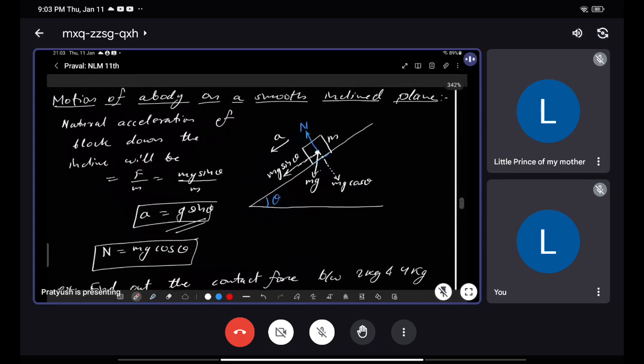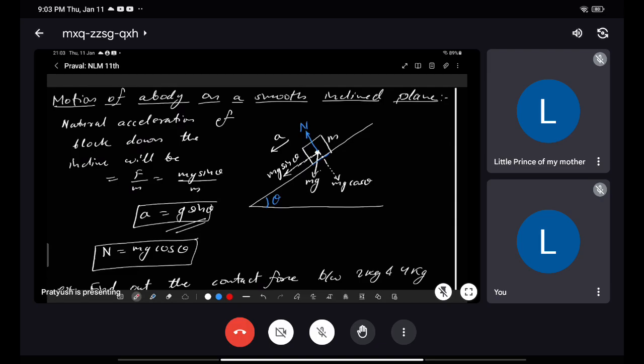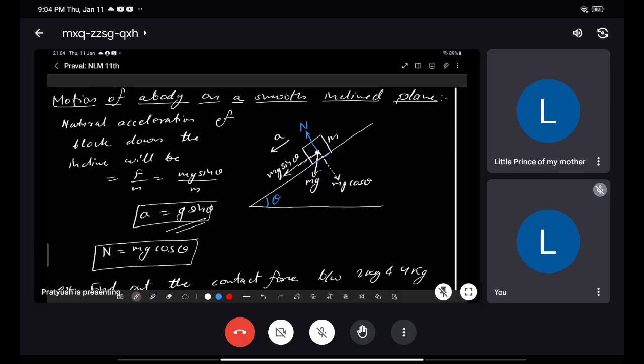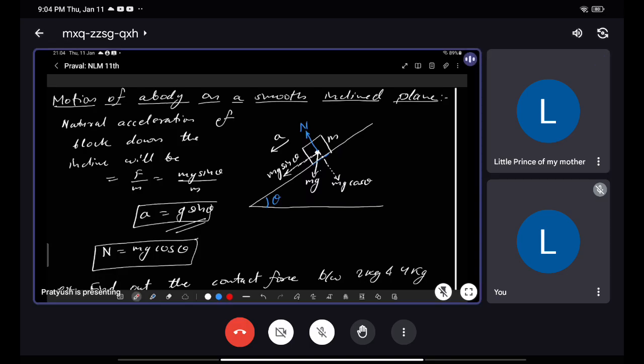Next is motion of a body on a smooth inclined plane. Now see, Hemant, tell me one thing: whenever you keep a block on an inclined plane, will it remain there or will it move? So depending upon the angle, it will move. Very good, depending upon the angle of inclination.